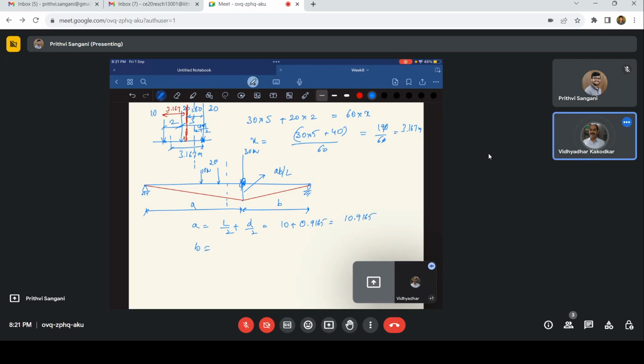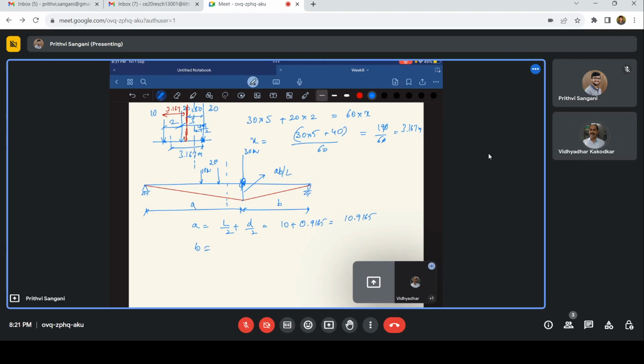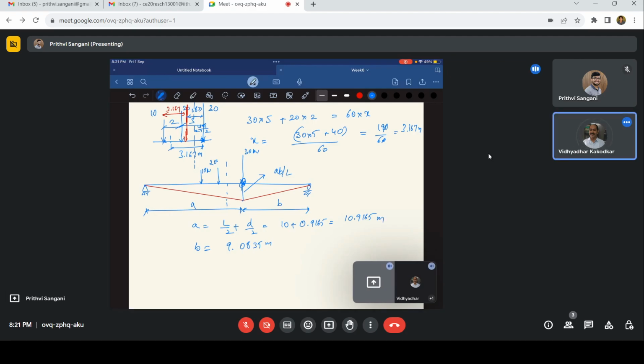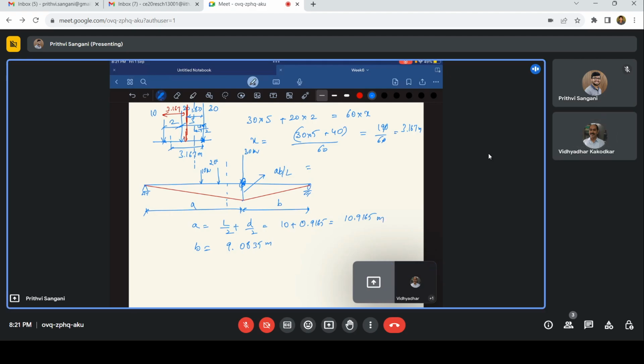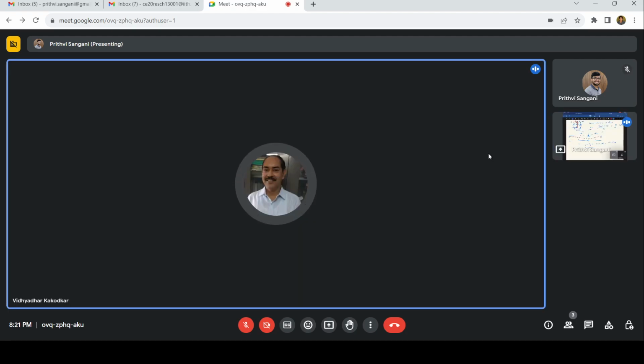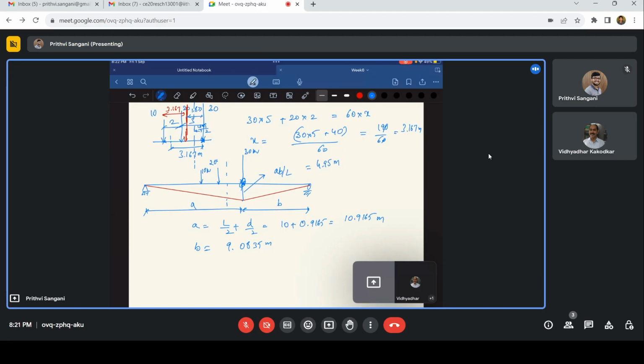What about the other one? B. B is 20 minus 10.9165. That is going to be 9.0835 meters. So what is AB by L? 9.0835 multiplied by 10.9165 divided by 20. Okay, that is going to be 4.95. Sorry, there are no units here. It is 4.95.